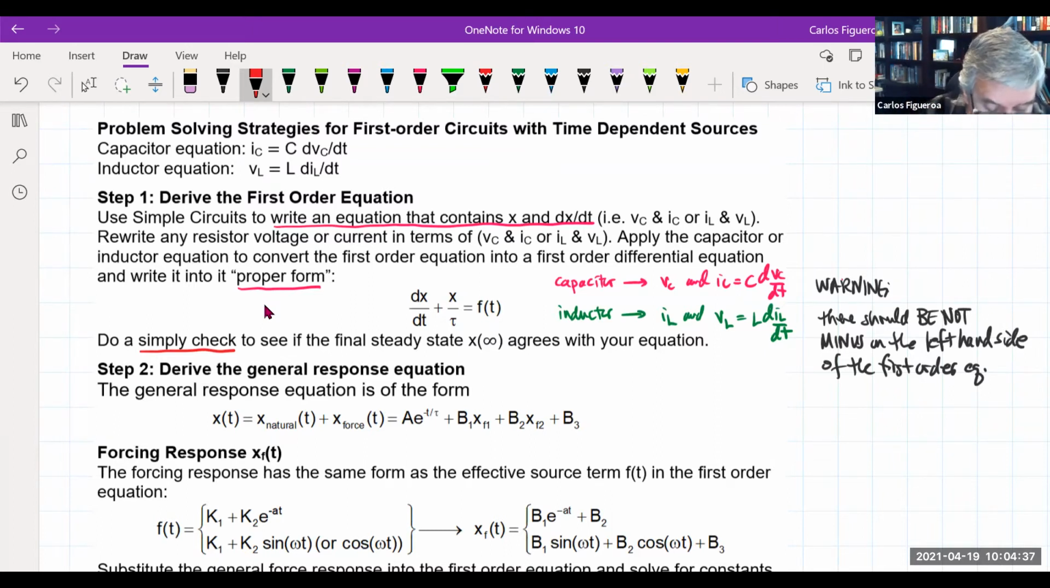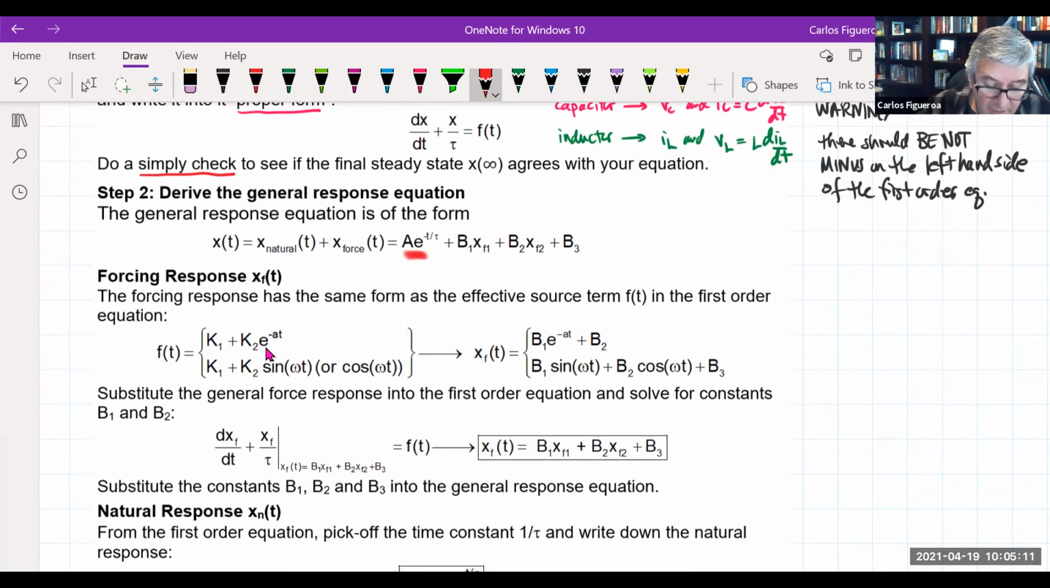Okay, so here we do step 2. You want to derive the general response. So you're going to write x of t is the natural plus the forced. Immediately you're going to write A e to the minus t over tau, and you're going to pick your tau right off that differential equation. You can see that the second term has 1 over tau. And then you're going to write out all of the possible forced response solutions.